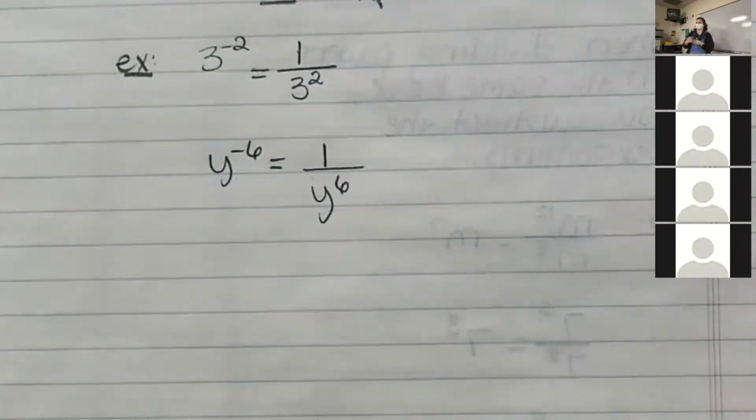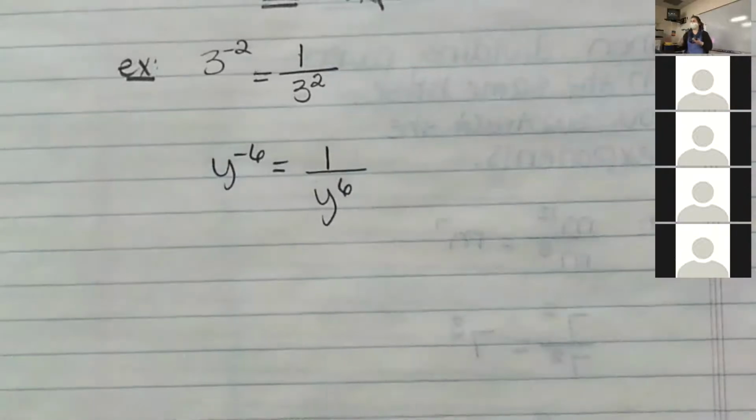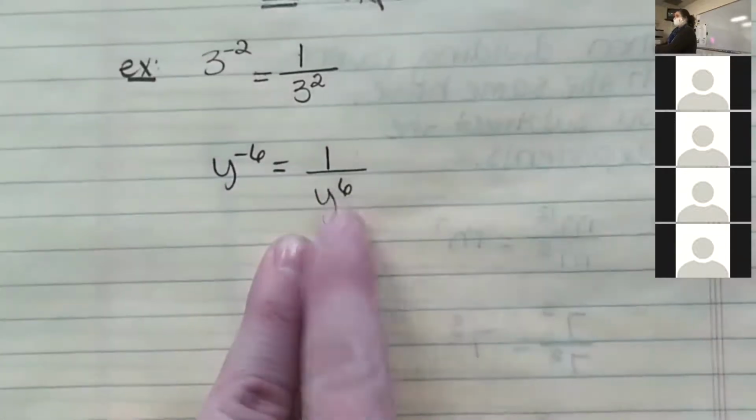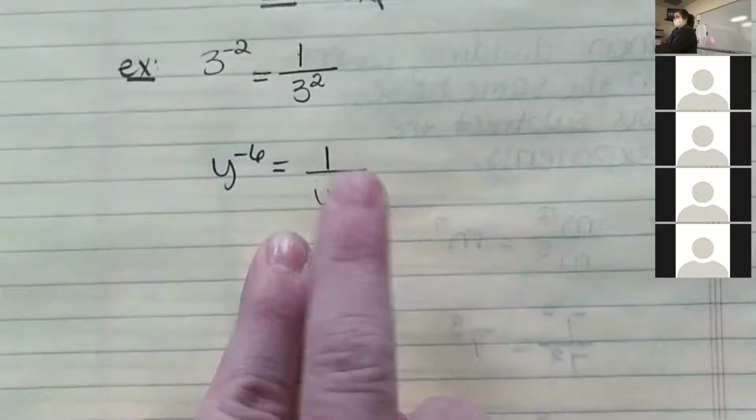And what would you do? Would you just write this? 1 over the, yeah. Yeah, that's what we're doing. Okay, so this number is very different than y to the 6th. This is a very, very tiny number.